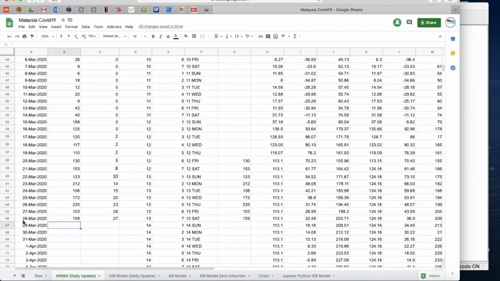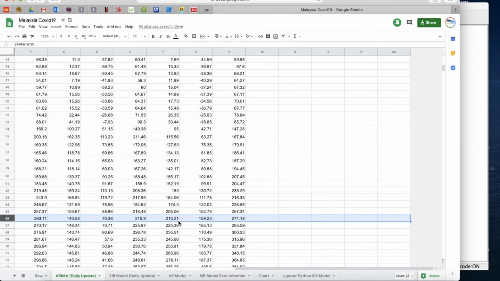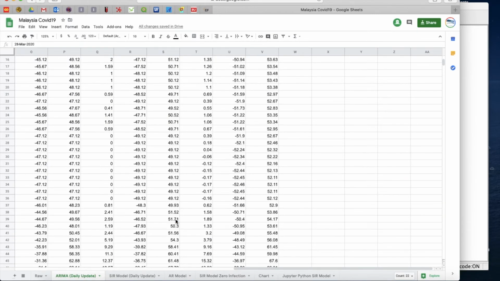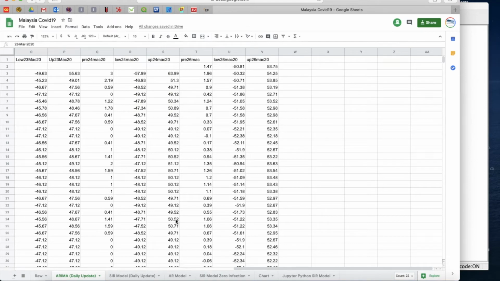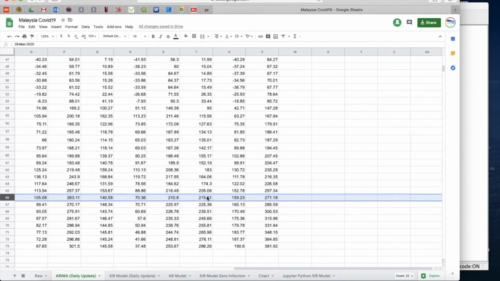So if you can see here, this is row 66, and based on this prediction, we predict that the value will be around 215. This one is being predicted based on the 26 March data, and today is 28 March. So we can see that it is declining over the predicted value that was forecast based on the previous history.